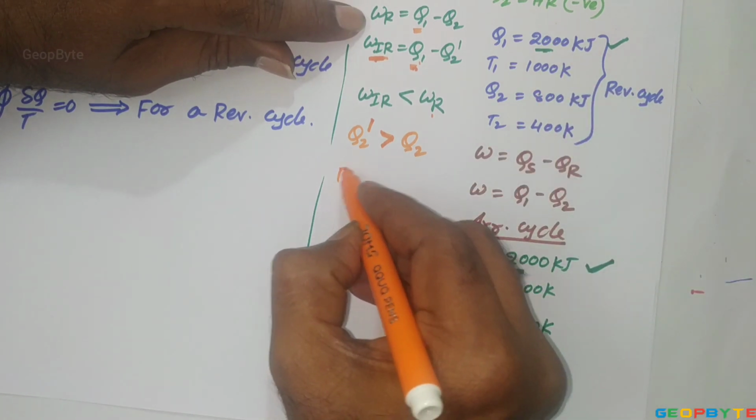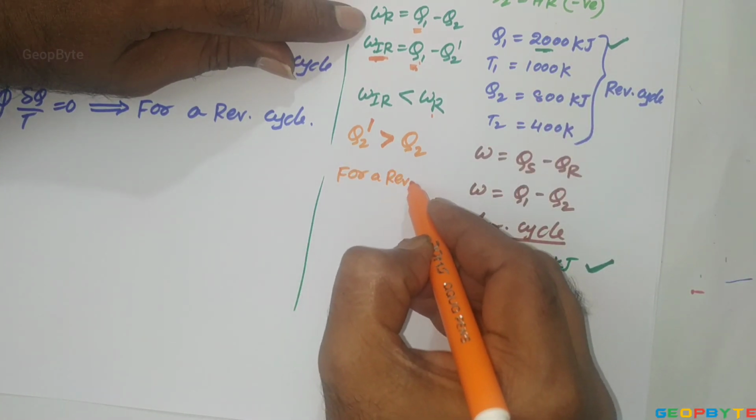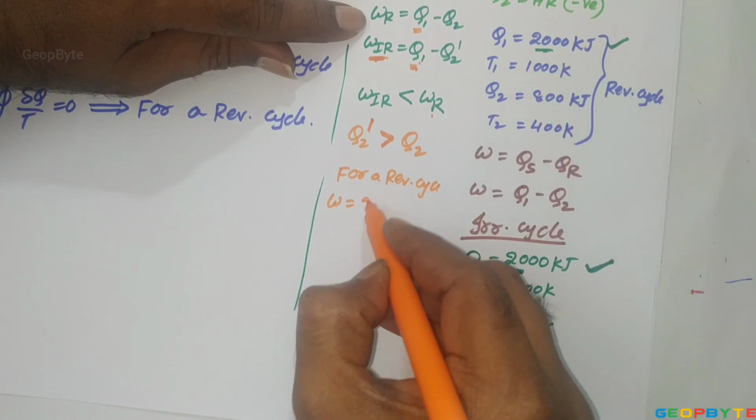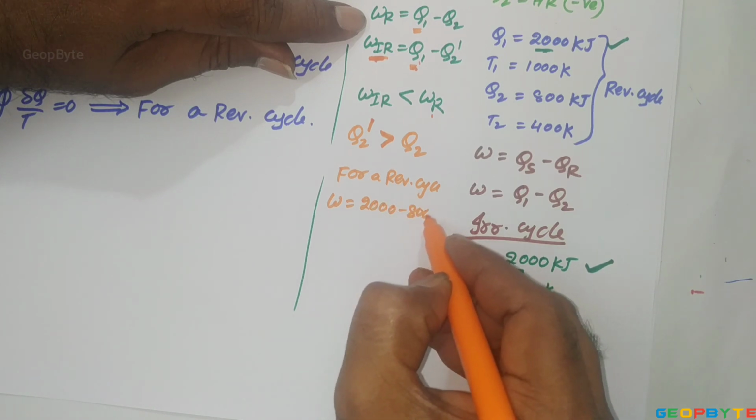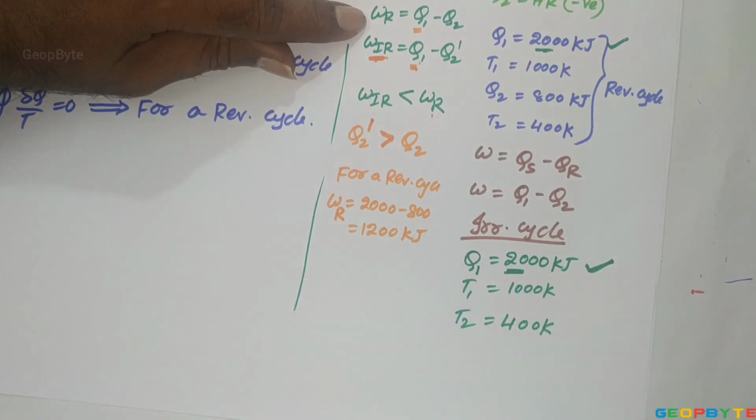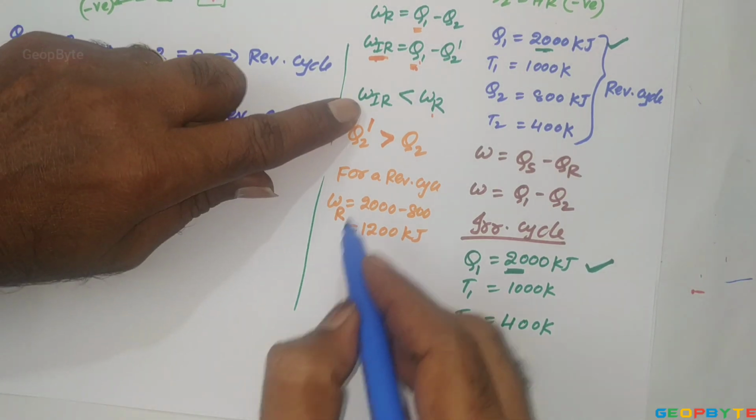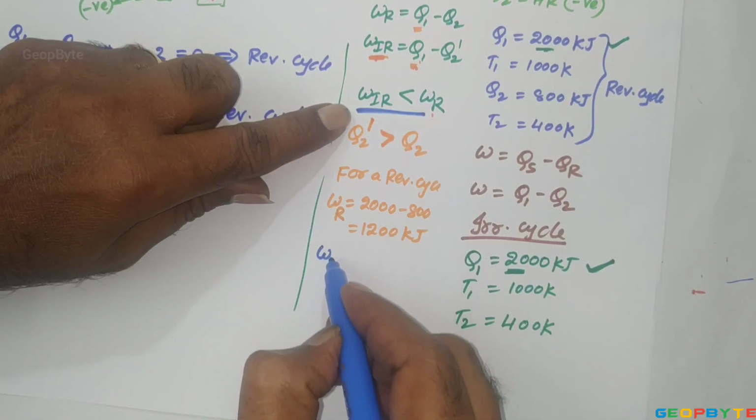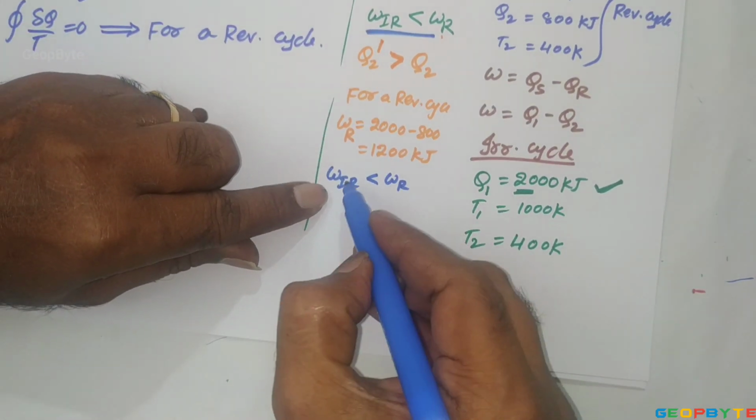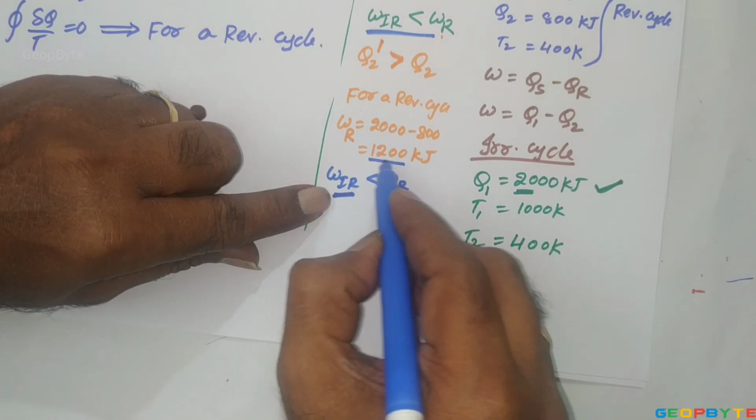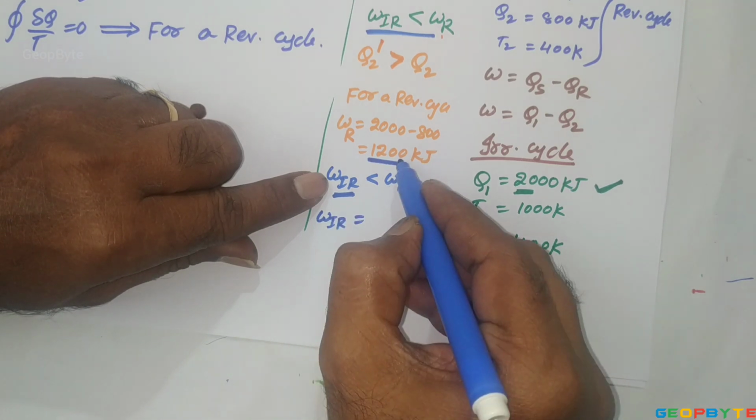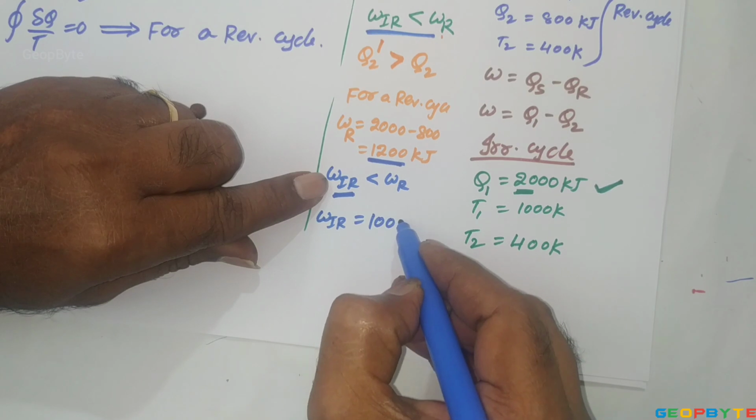Now for the reversible cycle, work is equal to heat supplied minus heat rejection, 2000 minus 800. It is equal to 1200 kilojoules. This is for the reversible cycle. You know, work given by the irreversible cycle is less than that of the reversible cycle. Now take any work for the irreversible cycle which is less than the reversible cycle work. Let us take the irreversible cycle work as any value less than 1200. Let it be 1000 kilojoules.